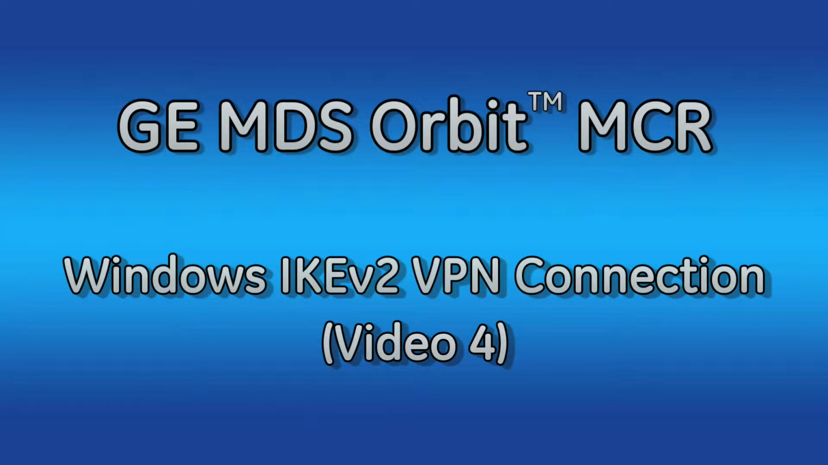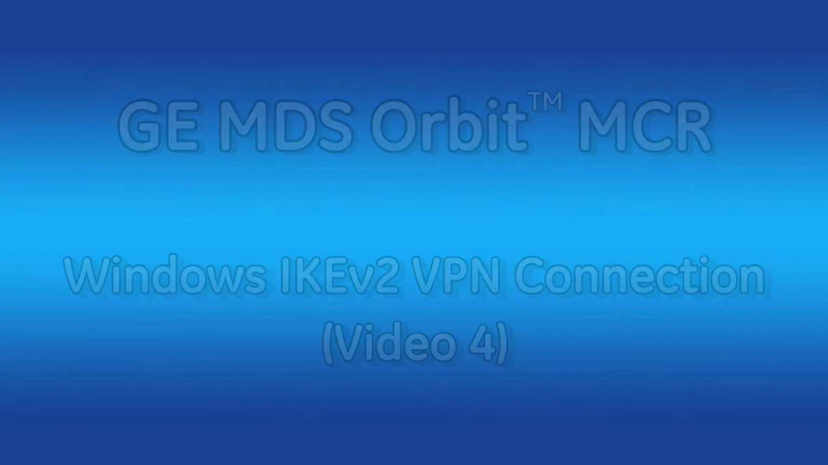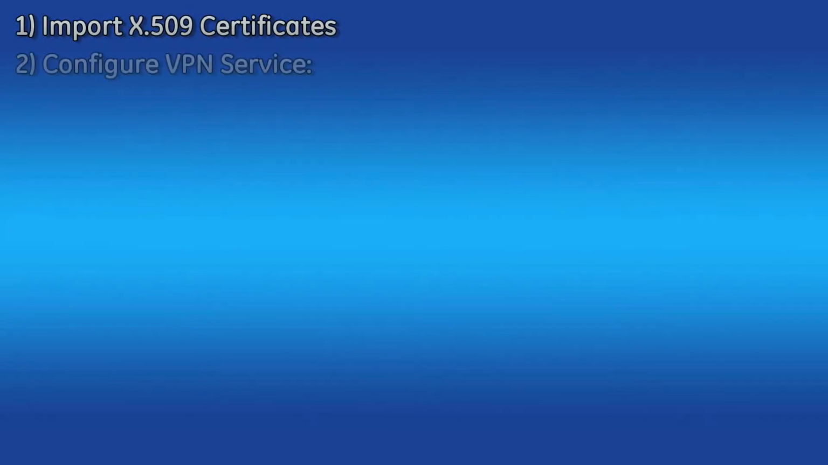First, let's go over some of the key items that must be completed. The first thing that needs to be done is to import the X509 certificates into the Orbit MCR. If you are unsure how to do this, please see our video on this topic.